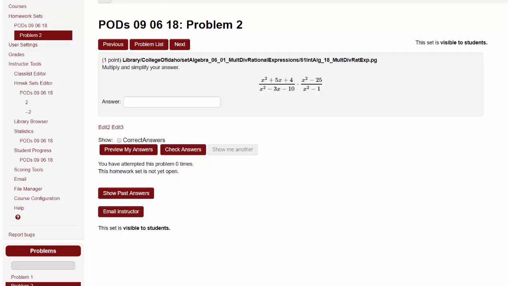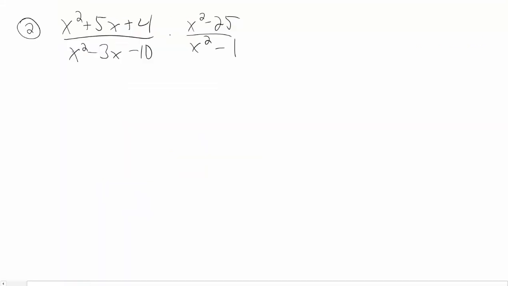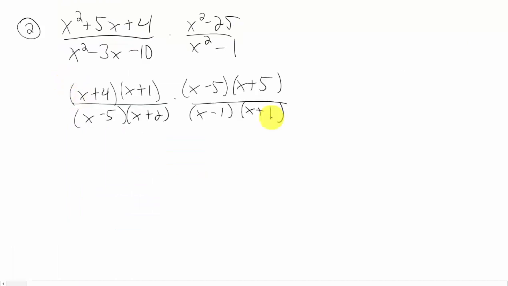Okay, next problem. All right, here's the next problem. We are going to multiply and simplify. And in this example, that means factor. We're going to factor everything first. Fortunately, you all are factoring experts at this point. You have a couple of differences of squares that you'll recognize, and these are just regular trinomials.